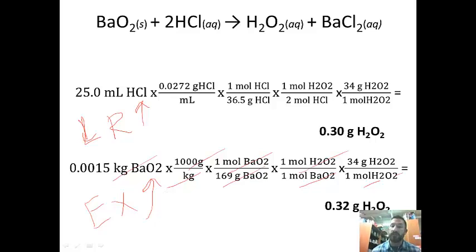The amount of hydrogen peroxide that we produced would be 0.30 grams. You do not produce 0.32 grams, and that's not used for anything else. It just tells us that that is excess, that's the excess reactant. So that's how you do this problem.